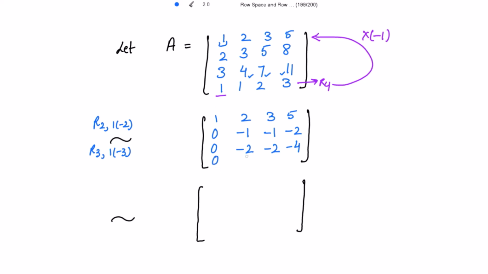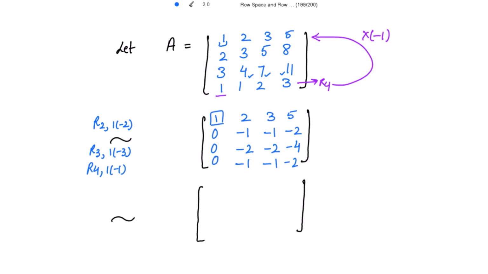Then minus 2 plus 1, we get minus 1. Then minus 3 plus 2, we get minus 1. Then minus 5 plus 3, we get minus 2. So we have applied 3 operations to get 3 zeros over here, and now this becomes our leading element.